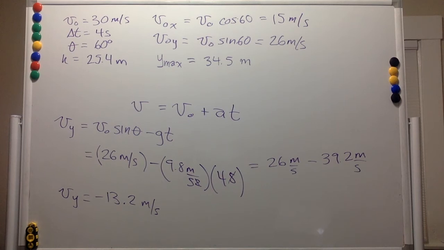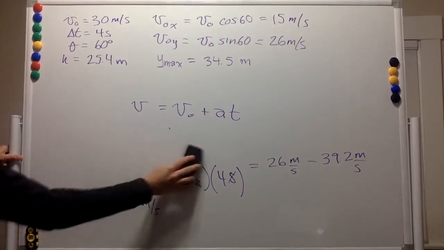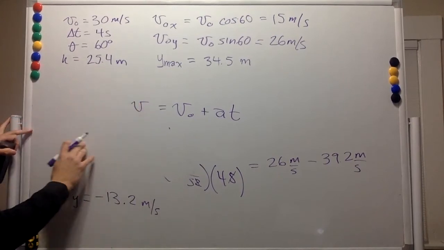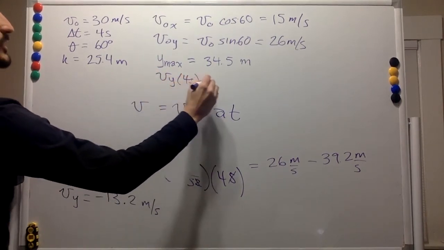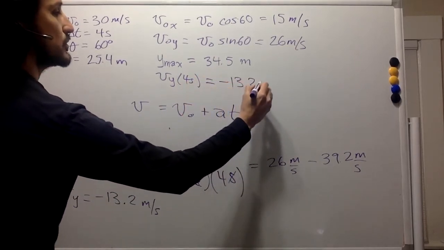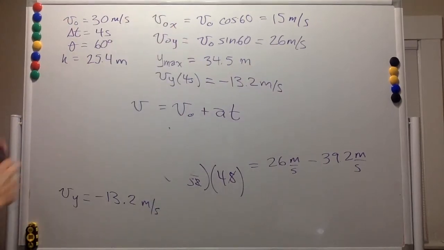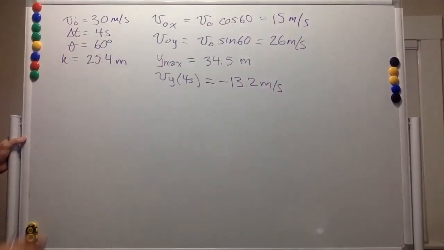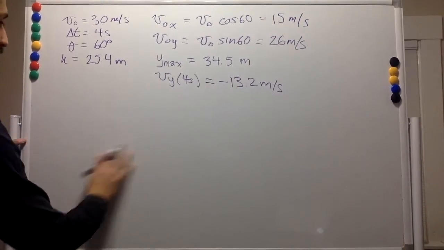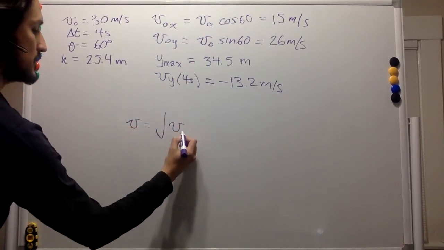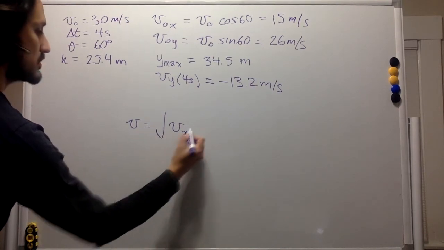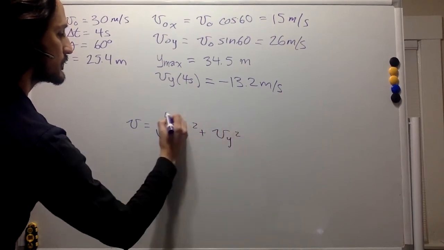So if we want the magnitude, the ball's impact speed, then we need the magnitude of these two vectors. So I'm gonna write that one over here before I forget. Vy at 4 seconds is negative 13.2 meters per second. And for x is the same the whole time. And so we have the two components of the vector. To get the magnitude, we just use Pythagoras. So it's going to be that.